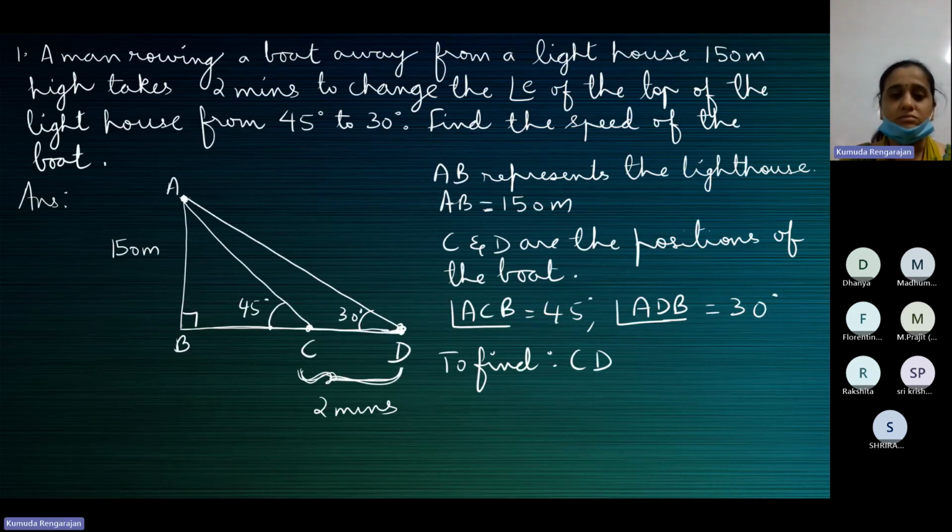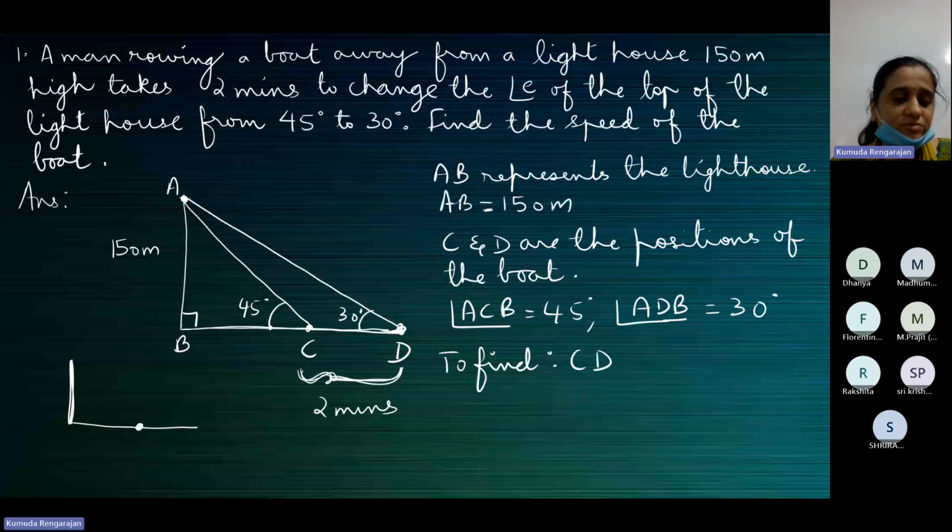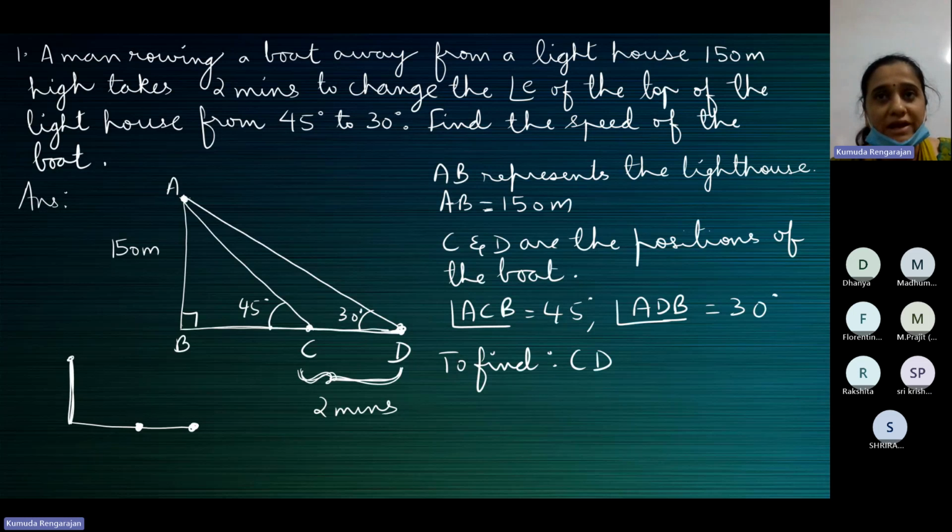Actually, the diagram is pretty simple here. So again, I repeat, this is the lighthouse, surface of the water, initial first position of the boat, second position of the boat. From the boat, the observer is looking at the top of the lighthouse. So the line segment connecting the observer and the point observed is the line of sight. And the angle of elevation is the angle marked between the line of sight and the horizontal.